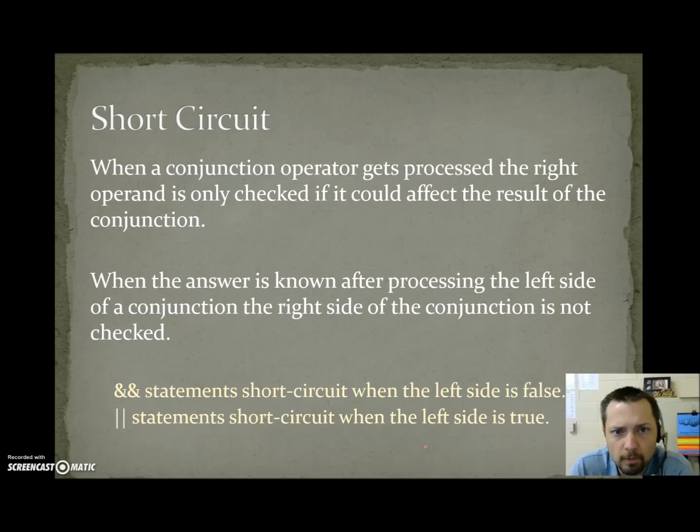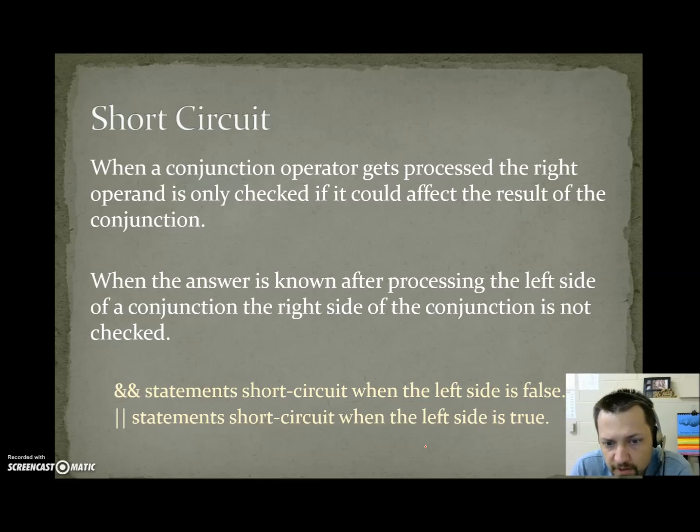Short circuit. When a conjunction operator gets processed, the right operand is checked if it could affect the result of the conjunction. Another way of saying this, when the answer is known after processing the left side of the conjunction, the right side of the conjunction is not checked. And short circuit when the left side is false. If we need both to be true, they both can't be true if the left side is false. So why waste the time checking the right?